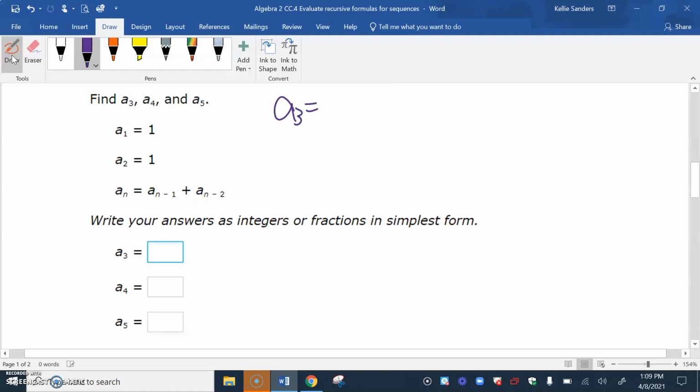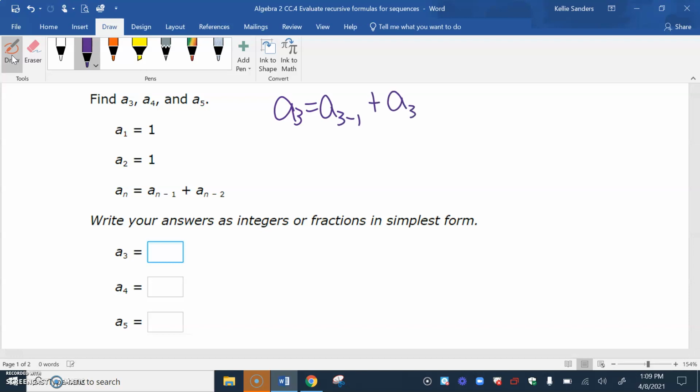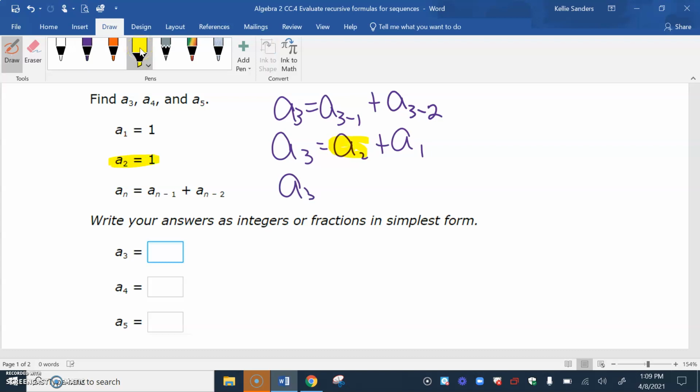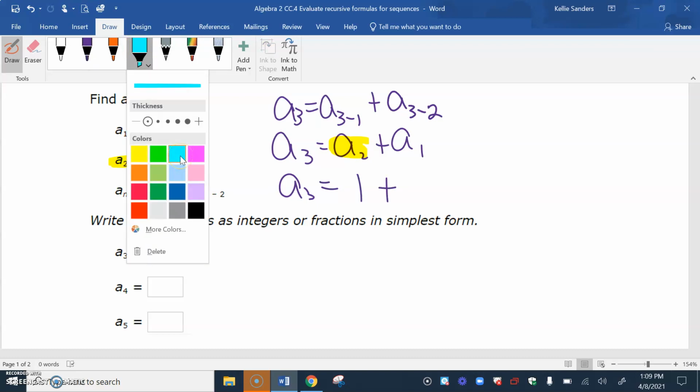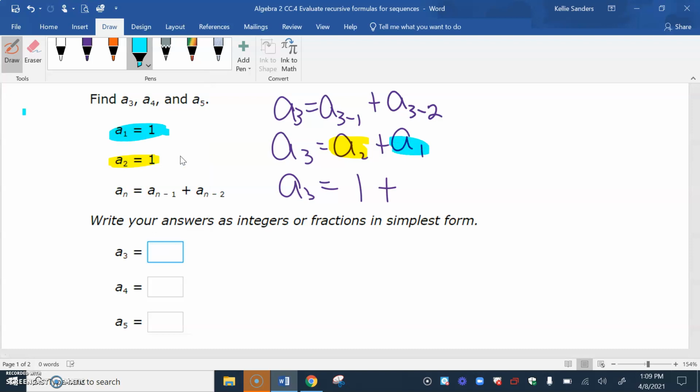A sub 3 is A sub 3 minus 1 plus A sub 3 minus 2. A sub 3 is A sub 2 plus A sub 1. A sub 2 is 1, plus A sub 1 is 1. So A sub 3 is 2.